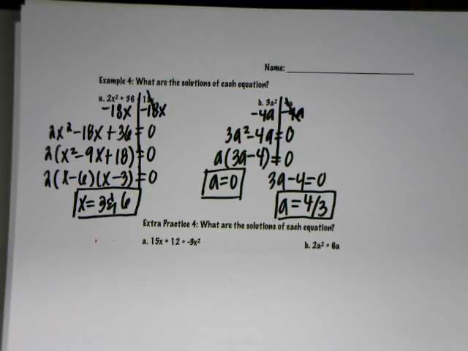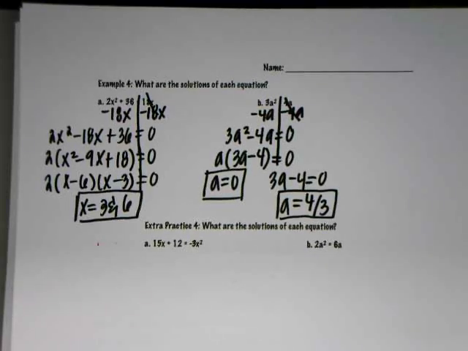Are we done? Both? Okay. I'm going to wait, some people are still working on it. Okay, so you're done.